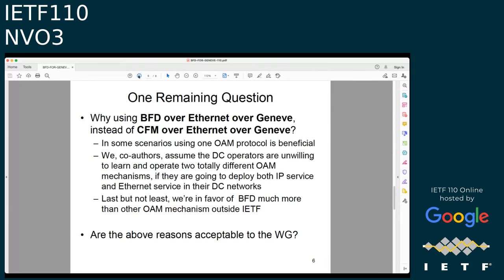Number two, the authors assume that DC operators are unwilling to learn and operate two totally different OAM mechanisms if they are going to deploy both IP service and Ethernet service in their DC networks. Number three, last but not least, the authors are in favor of BFD much more than other OAM mechanisms outside IETF, such as CFM, that is defined in IEEE 802.1. Next slide, please.